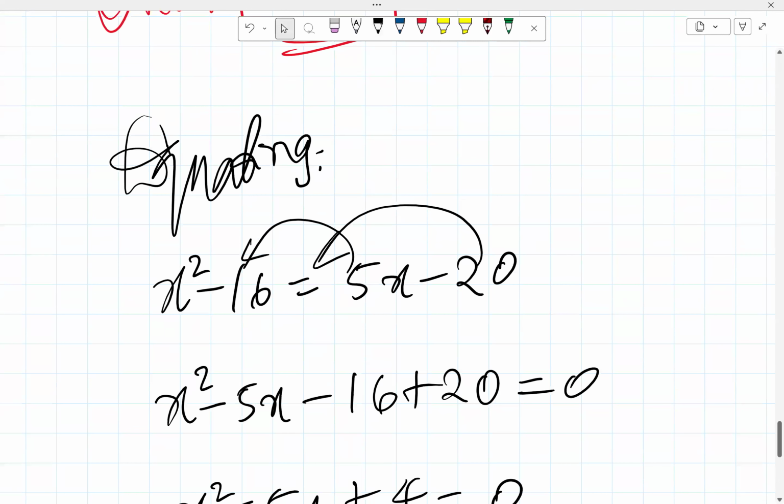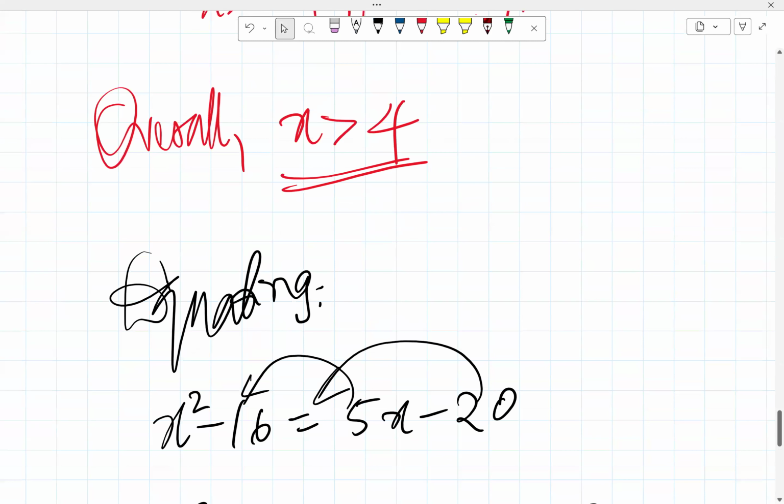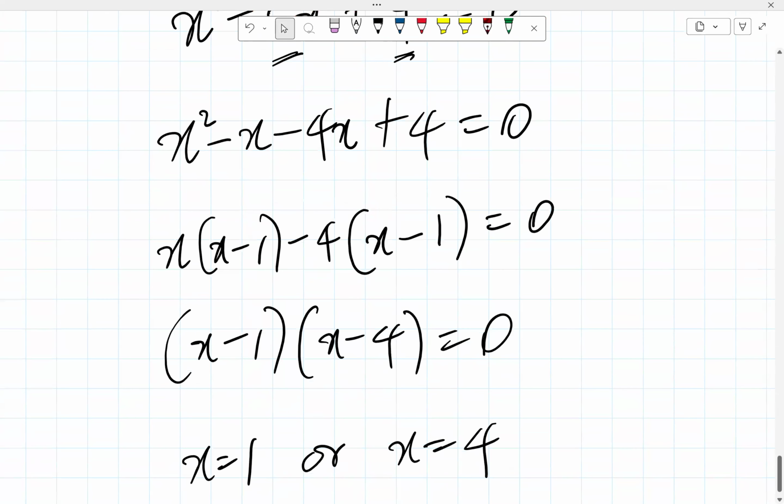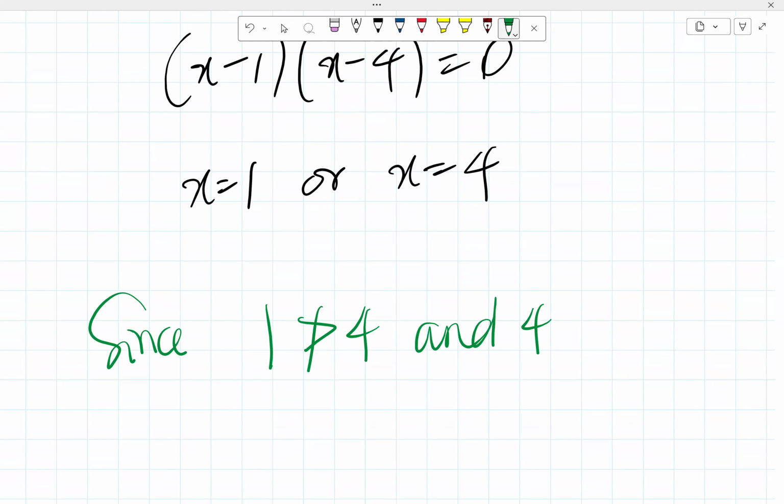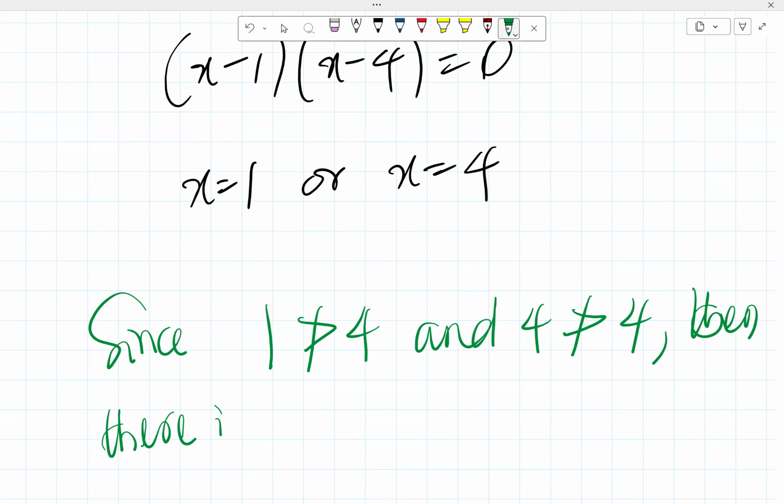Now we have to take recourse to the domain restriction. So we can then say, since 1 is not greater than 4 and 4 is also not greater than 4, there is no solution. If this 4 was like 4.1, it would have been fine, but it is just 4.